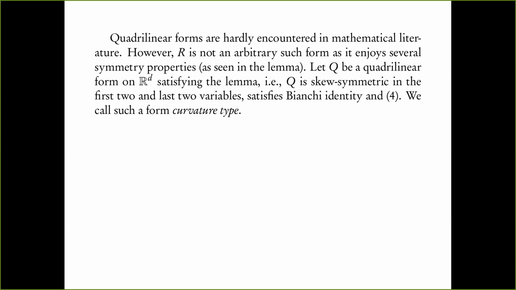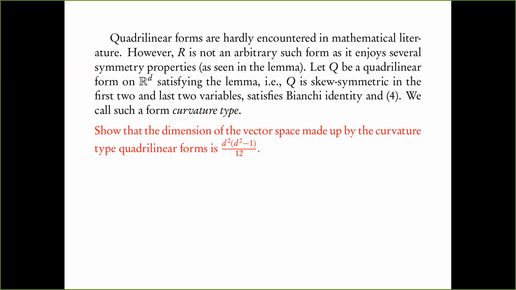We'll call such a form curvature type because of the motivation coming from Riemannian curvature. If you take the Riemannian curvature restricted to TPM, you get precisely a quadrilinear form of this type. We'll call such forms curvature type. So you can show that the curvature type quadrilinear forms a subspace of all quadrilinear forms, and the dimension of this vector space is d squared into d squared minus 1 divided by 12.